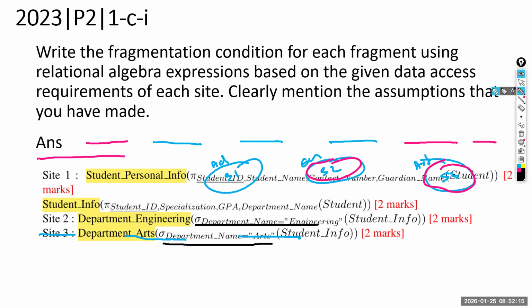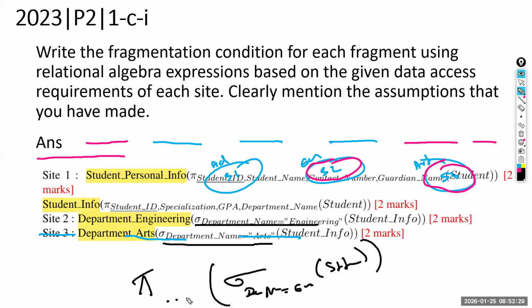So that means you say sigma department name equal engineering from student table, right? Student table, and then you do the phi of the relevant fields. So that also works. Or you can give this a name, but here they have done the phi first. That is fine, right? Either you do phi first or sigma first. But usually what you do is sigma first.